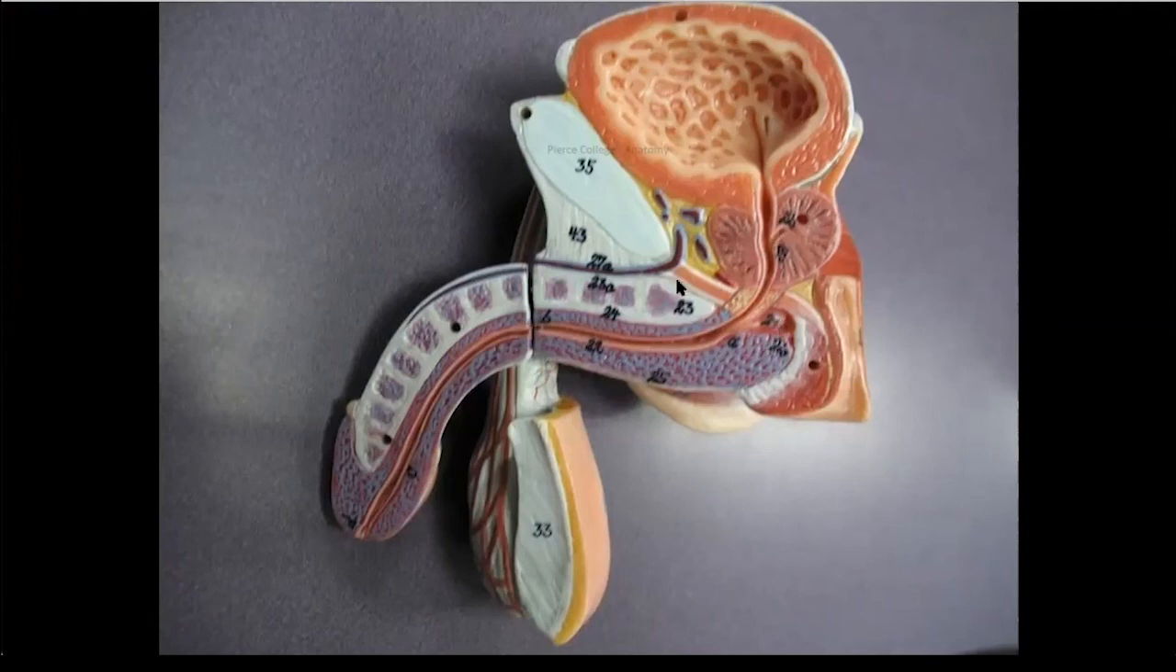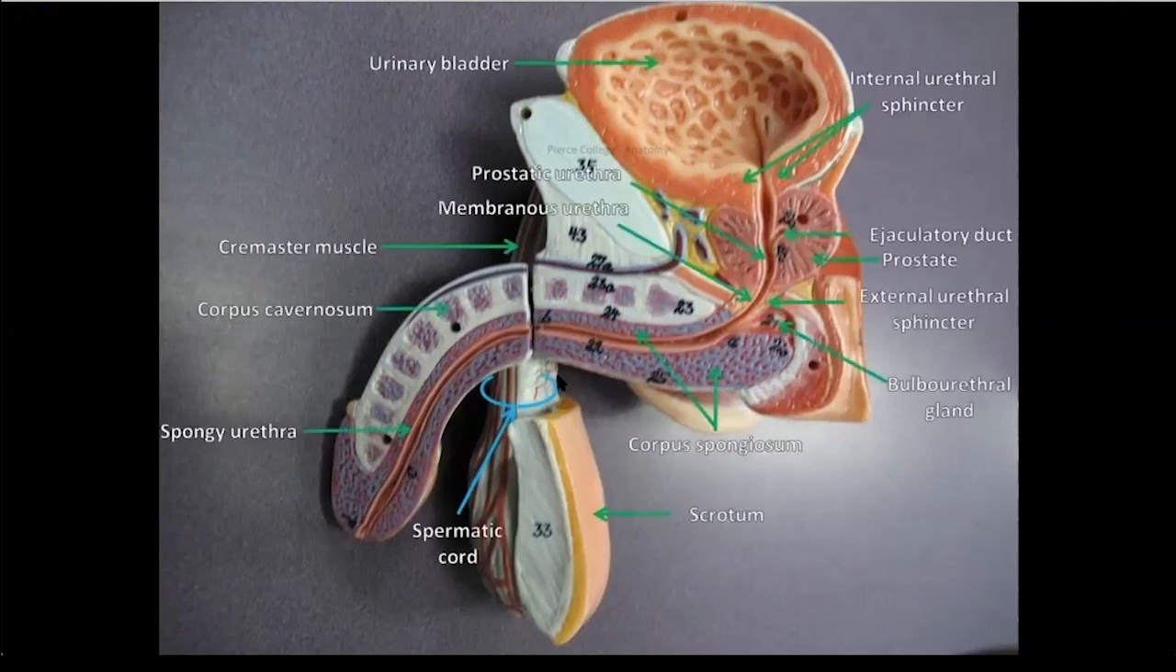This light blue area is the corpus cavernosum, one of the columns. And the darker blue area is the corpus spongiosum surrounding the spongy urethra. The tip enlarges into the glans. This is the scrotum. The testes are located within here. This entire structure, housing the ductus deferens and the blood vessels, is the spermatic cord.